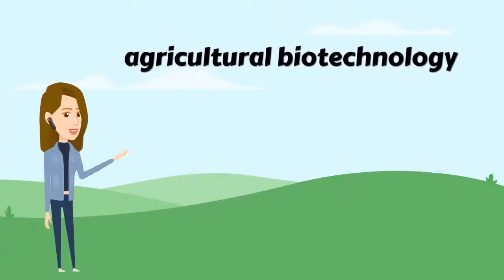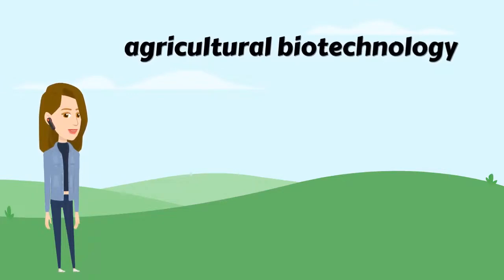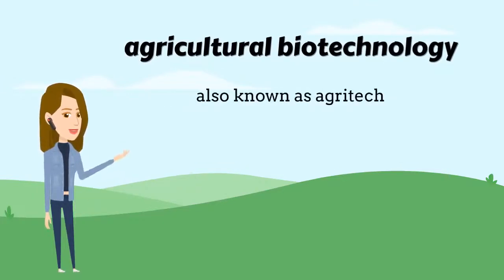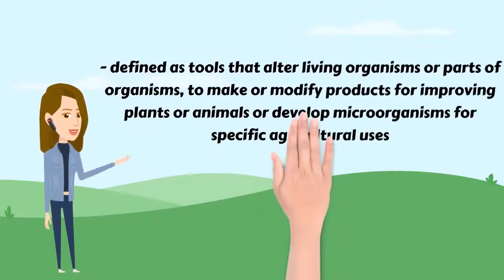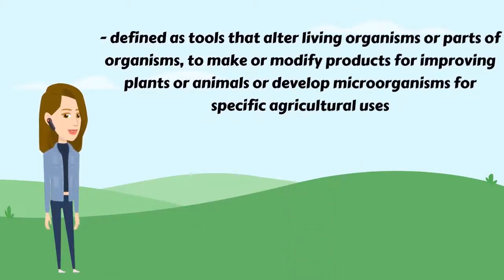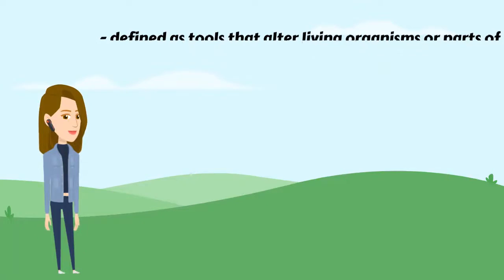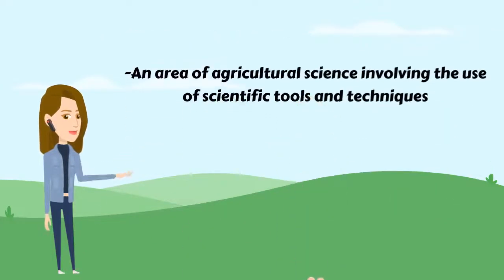Our topic today is about the concept of agricultural biotechnology, also known as agritech. It is defined as tools that alter living organisms or parts of organisms to make or modify products for improving plants or animals, or develop microorganisms for specific agricultural uses. In other words, agritech is an area of agricultural science involving the use of scientific tools and techniques.